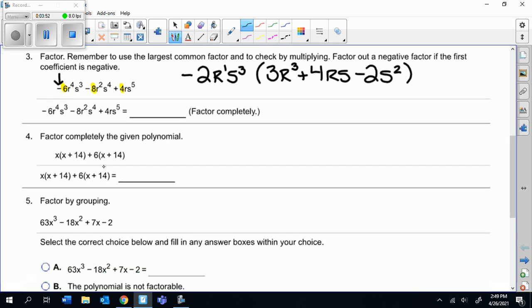Number 4, factor completely. All right, so it looked like it did the first step of grouping. So those 2 can now be just rewritten in the back. And these 2 make its own group, so x plus 6.